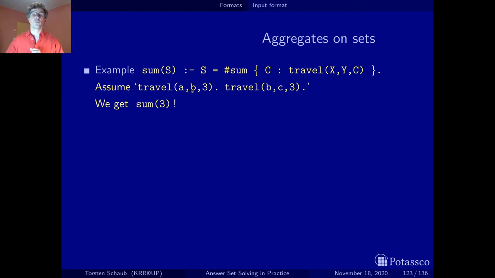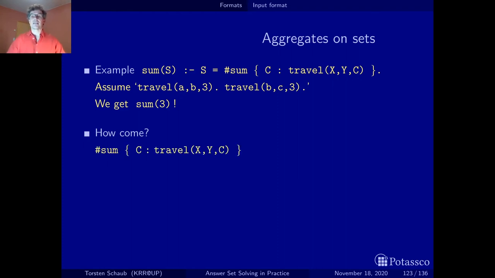So from A to B, we have a distance of 3, and from B to C, we have a distance of 3, and we get 3 as a result. Well, if we all like 3s, that's okay, but I would say arithmetically it's not the right result, and it's not what we actually expect. But how come? Let's first look at the aggregate atom here, and then afterwards we look at what happens to the rule, just to concentrate a bit more on where things are going on.